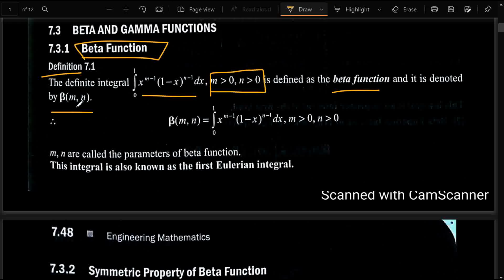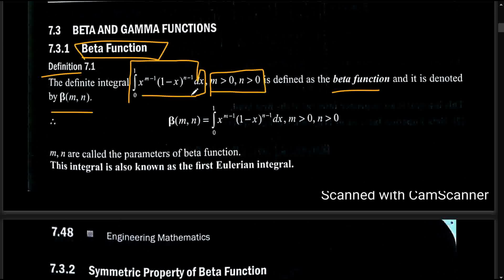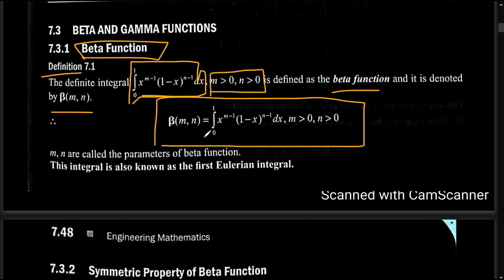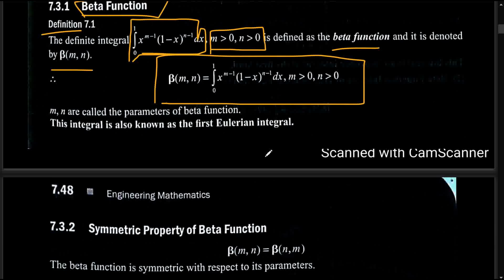This m comma n can be changed, as you will see in upcoming sessions. This is very important, guys. This is denoted as a beta function. So just remember this. Just pause the video and remember it, and then turn it back on.